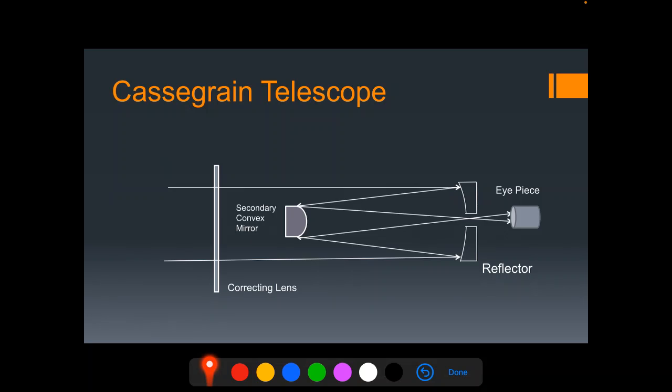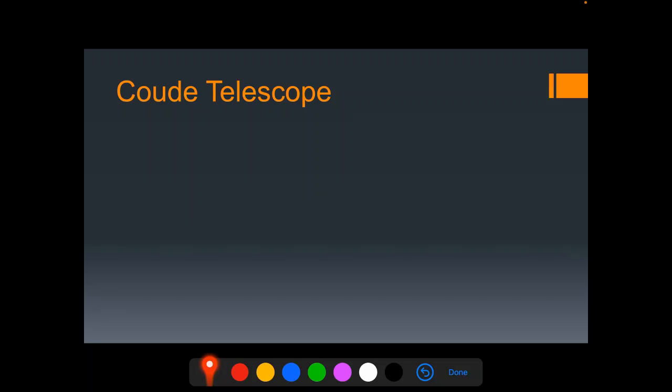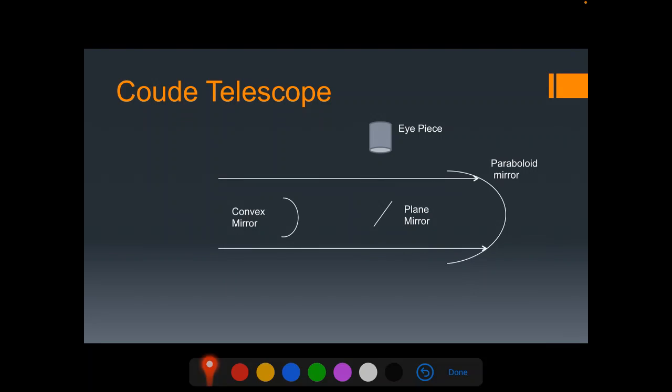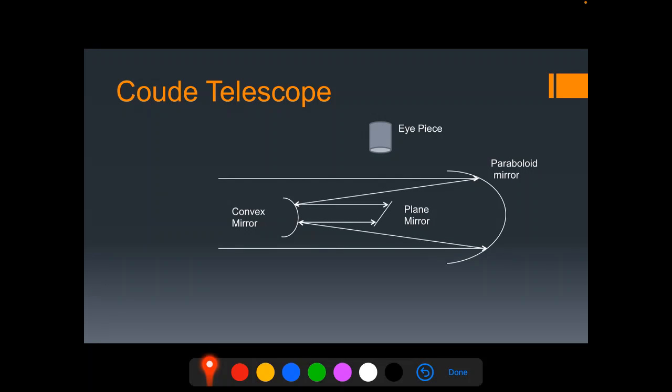Now, the third type of telescope that we are going to study today is the Coude telescope. The difference in the Coude telescope is that it has a paraboloid mirror, a convex secondary mirror, and a plane reflecting mirror. The light coming from the distant object is first incident on the paraboloid mirror, and is reflected to the convex mirror. From that it is reflected to the plane mirror, and from the plane mirror it is reflected towards the eyepiece.